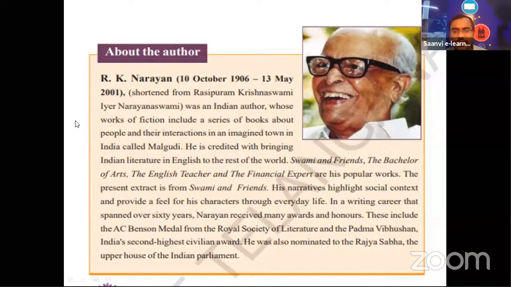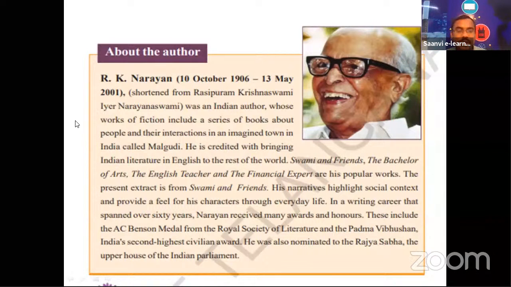His narratives highlight social context and provide a feel for his characters through everyday life. So we could see many characters like Swami in our everyday life. In your school, there may be a child like Swaminathan, a mischievous child like Swaminathan.